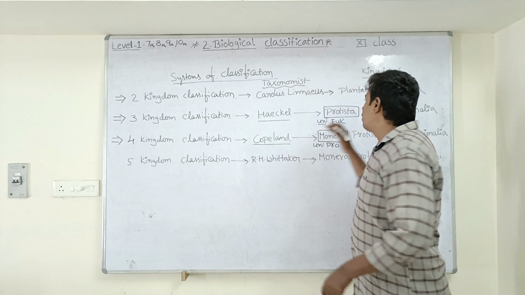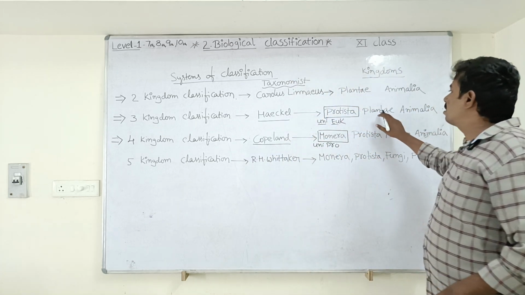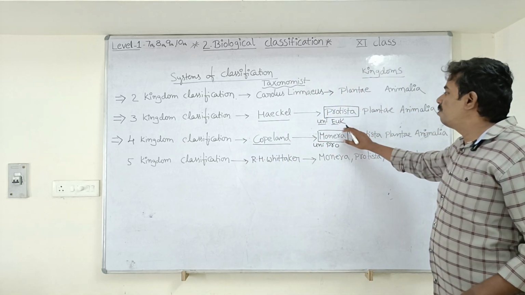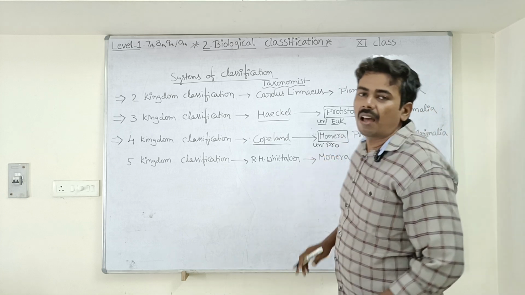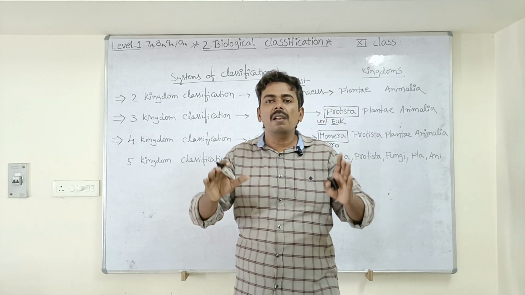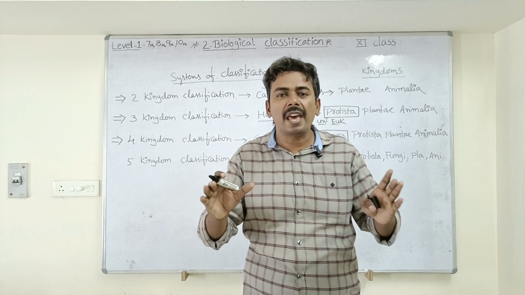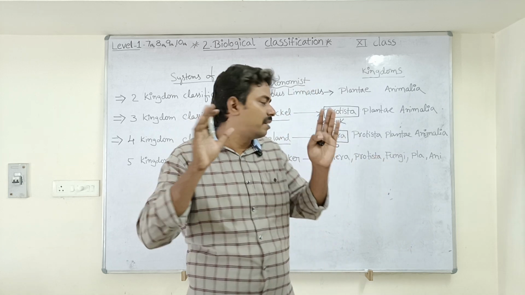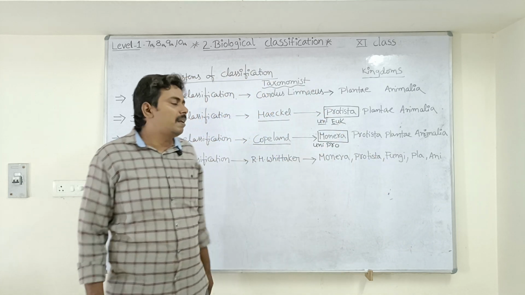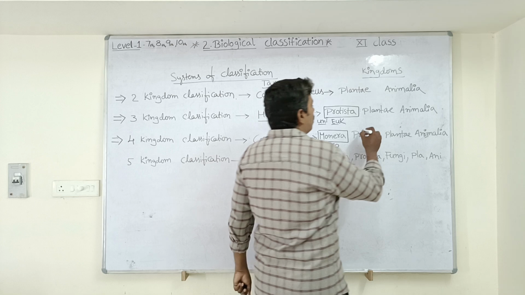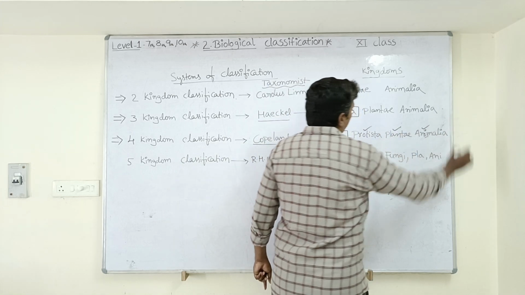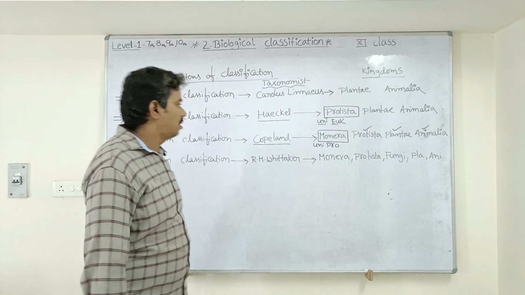So that means the bacteria which were previously used to be in Plantae, they were moved into a new kingdom called as Monera. Monera includes all unicellular prokaryotes that are nothing but bacteria. Okay, the remaining kingdoms were as it is: Protista, Plantae, Animalia. They were as it is, no change.